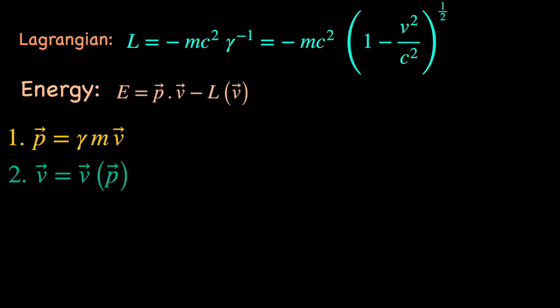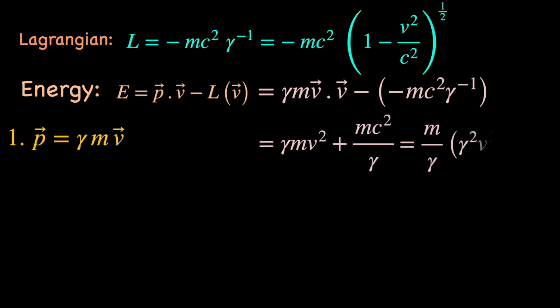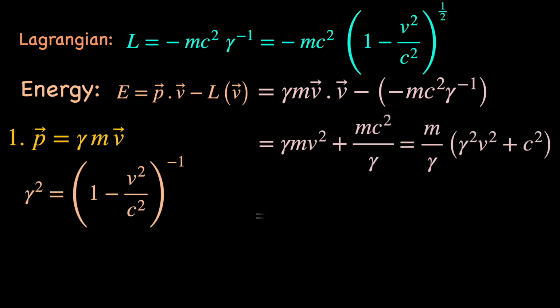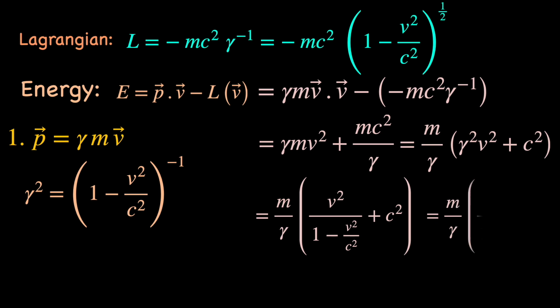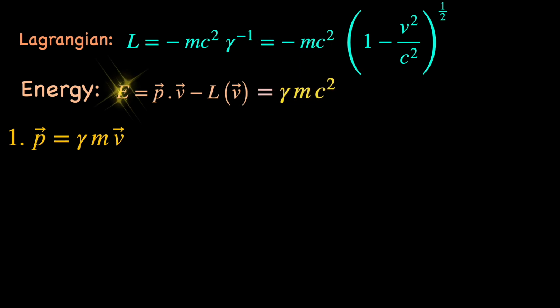The first approach is straightforward algebraic simplification using the expression of the Lagrangian and then of gamma in terms of the particle velocity, and within a few trivial steps, it shows that the total energy is gamma times mc squared. This means the Lorentz factor times the rest mass energy is the total energy of a relativistic free particle.